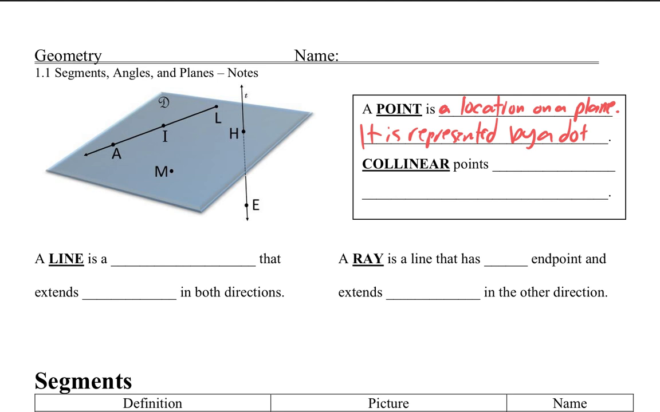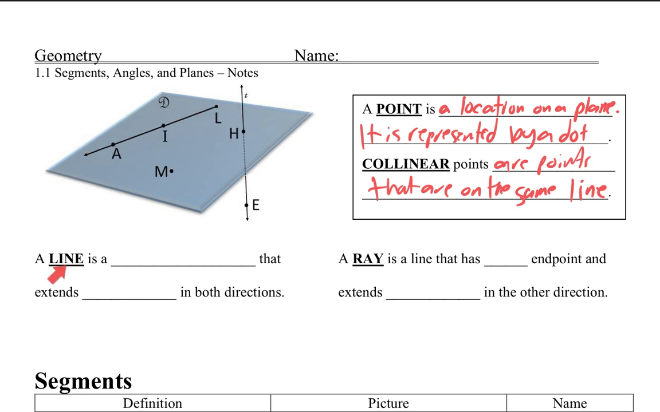Okay, next, collinear points. Collinear points are points that are on the same line. So we might gather that from the co part, but collinear points are points that are on the same line. So if we see these right here, these points are on the same line.